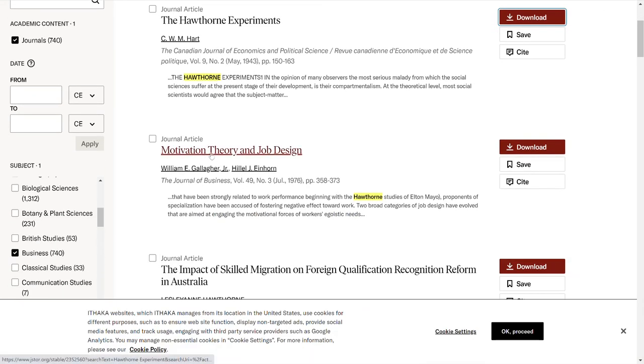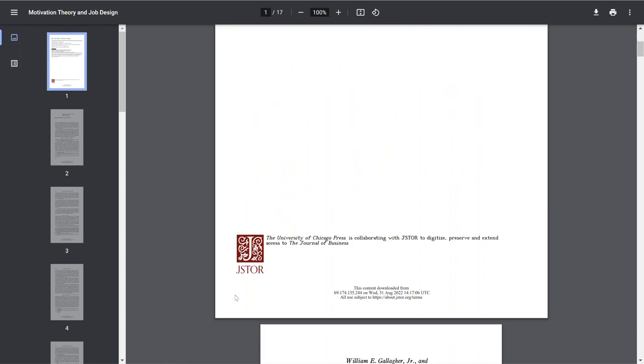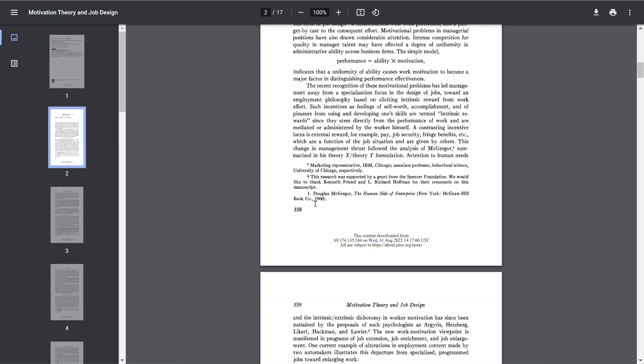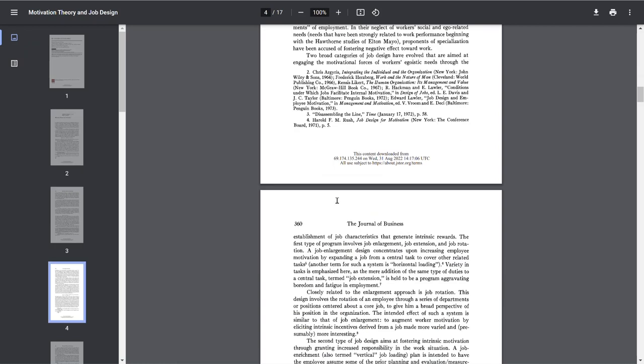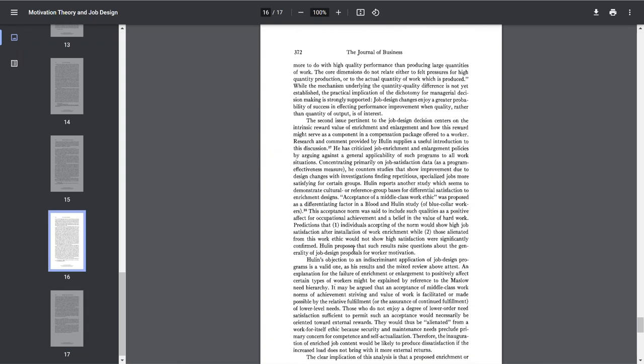Let's look at the next one: motivation theory and job design. Let's take a look at it. I'm going to click download. Again, here's the information that you need for your reference and in-text citation. And here's the article, Motivation Theory and Job Design. Again, they use footnotes. Let's take a look at the end. This one, notice that they do have a conclusion, which you're required to do in your papers too.